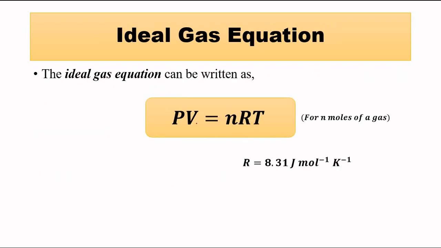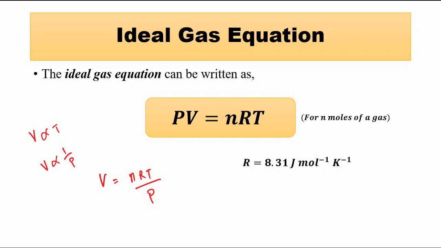If you want to write V, it is equal to nRT by P. Here you see, volume is directly proportional to temperature and volume is inversely proportional to pressure, both the gas laws. So you can derive this equation by taking any two gas laws and combining them. Basically, in essence it involves all three gas laws: Boyle's law, Charles' law and Gay-Lussac's law.